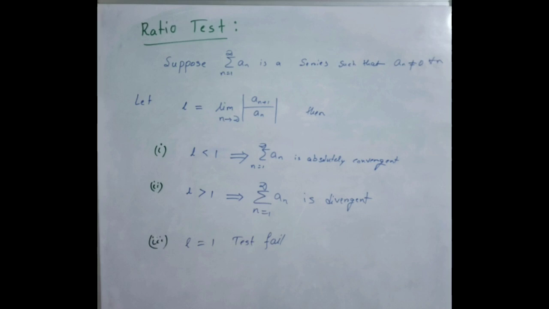Ratio test. Suppose summation a_n is a series such that a_n is not equal to 0 for all n. Let L equal the limit as n tends to infinity of the modulus of a_(n+1) by a_n. Then the first condition: if L is less than 1, then the series is absolutely convergent, so we can say the series is convergent also. The second condition: if L is greater than 1, the series will be divergent. And if L equals 1, then the test fails. We can't conclude anything about convergence or divergence here.